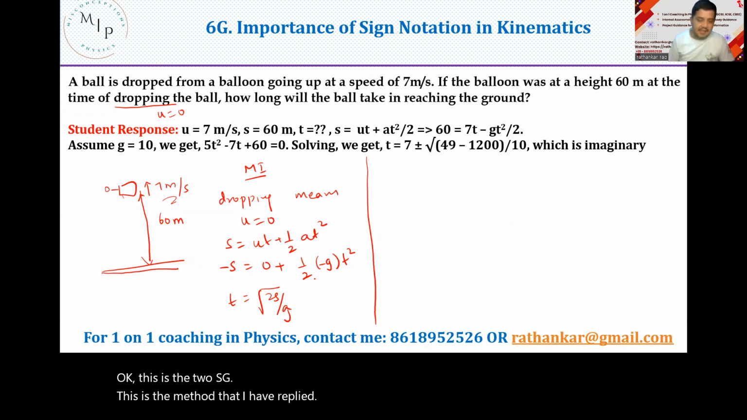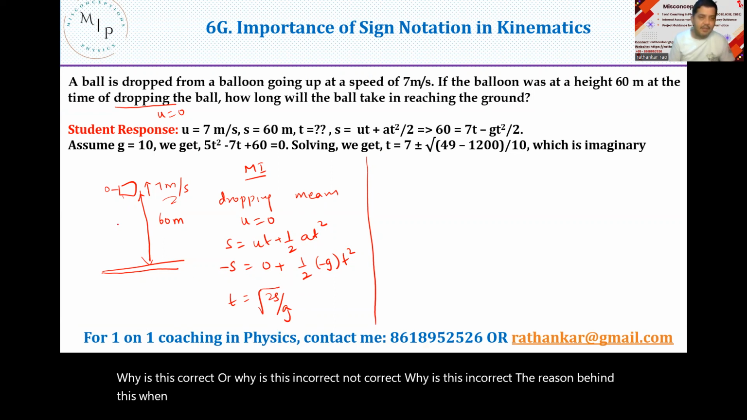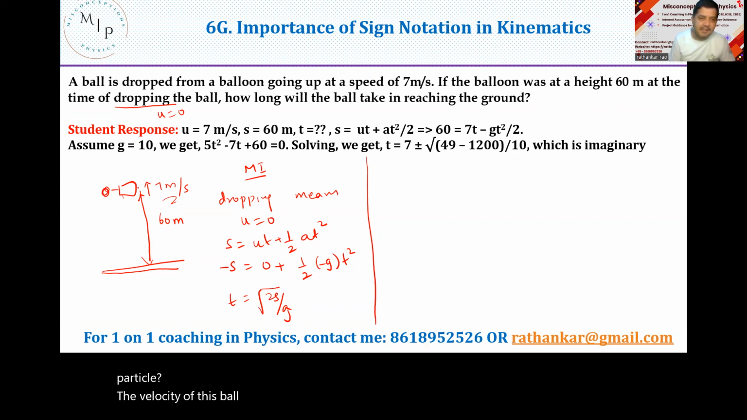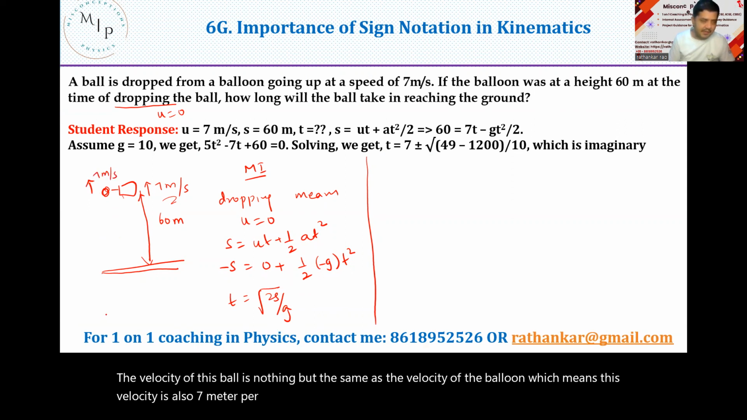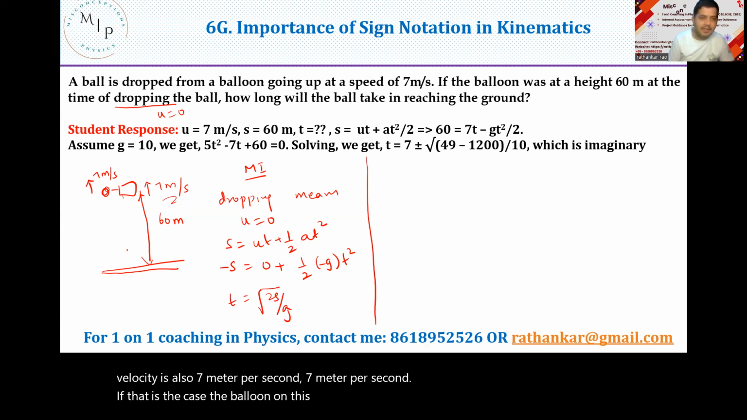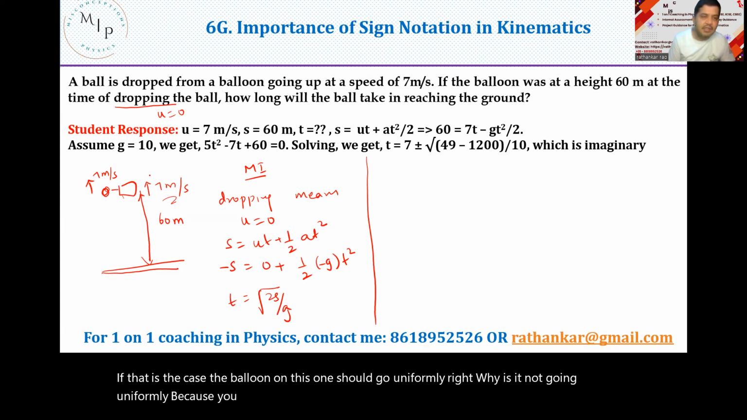Now, why is this incorrect? The reason behind this: when you drop a particle from here, what happens to the velocity of the particle? The velocity of this ball is nothing but the same as the velocity of the balloon, which means this velocity is also 7 meters per second. Now, if that is the case, the balloon and this ball should go uniformly, right? Why is it not going uniformly? Because the balloon is going with uniform velocity.